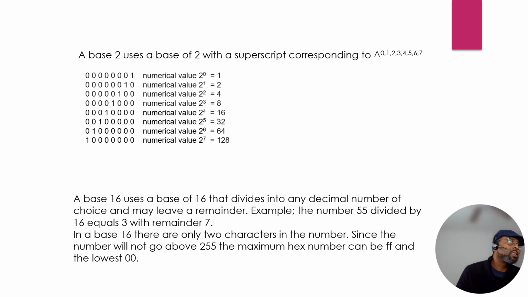So base 16 uses a base of 16 that divides into any decimal number of choice and may leave a remainder. Example, the number 55 divided by 16 equals 3 with the remainder 7. In base 16, there are only 2 characters in a number. Since the number will not go above 255, the maximum hex number can be FF and the lowest 00.